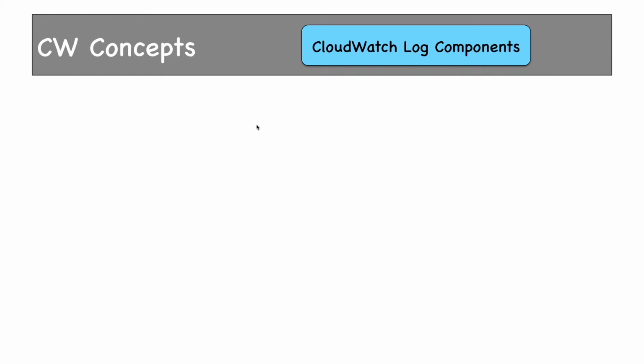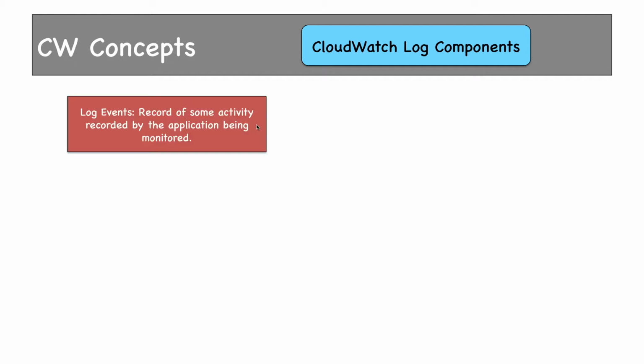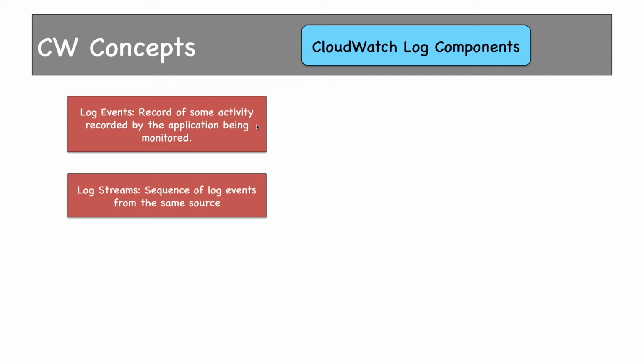CloudWatch logs has multiple components. First is the log events. Log events is a record of some activity recorded by the application which we are monitoring by the CloudWatch agent. A log event is nothing but a log record. Second is the log streams. Log streams contain a sequence of log events from the same source. It contains multiple log events or log records.